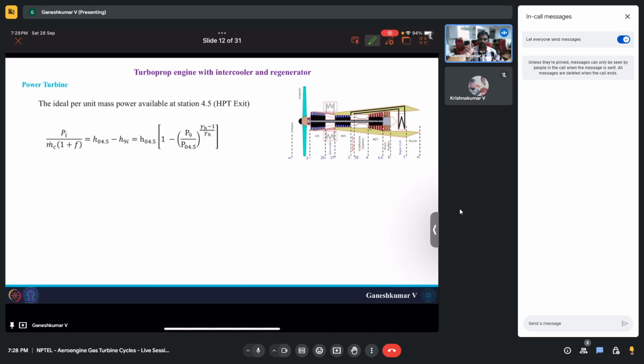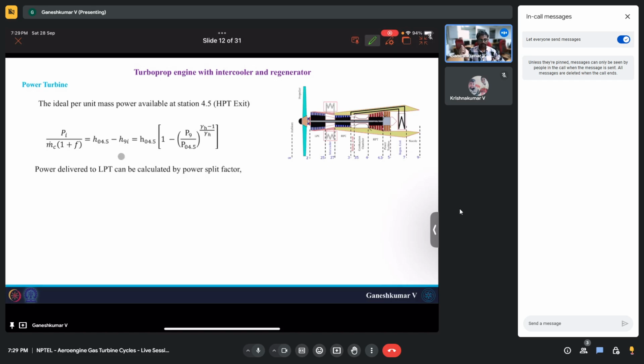so the power would be something like m dot c into 1 plus f, which is the total mass flow rate in the power turbine, times H0 4.5, which is the exit of the HPT, to, if you expand it isentropically, then it will go through H9i. So you can write it in this formula. This is all we know. If it's an isentropic process, we can write this as P9 by P0 4.5 to the power gamma minus 1 by gamma. It's from basic thermodynamics, so you can work it out.